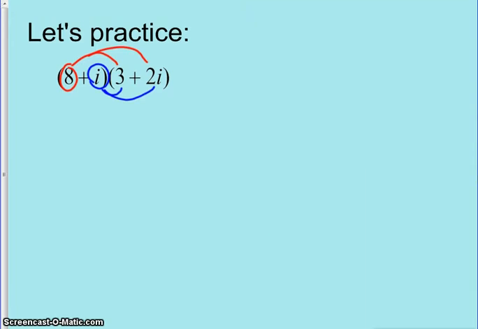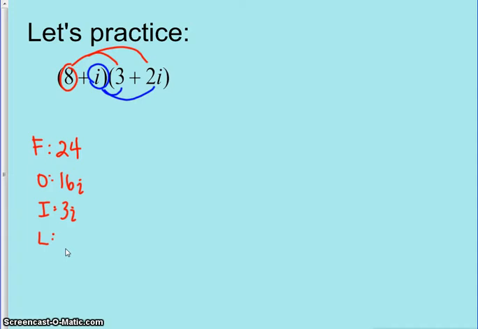Alright, so for the purposes of showing you, I'm also going to do the FOIL for this particular problem. So I'm going to show you a lot of different methods of remembering how to distribute correctly, and it's up to you to choose which one you like. Alright, so FOIL says multiply the first. That'd be 8 and 3 is 24. The outside terms are 8 and 2i, so 8 times 2i is 16i. The inner terms are i and 3, so 3 times i is 3i.